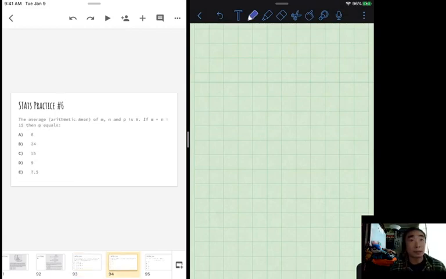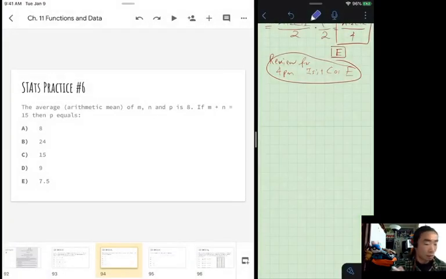Stats practice number 6. Make it a little bit bigger. You are finding the mean. Now you have some variables in there.